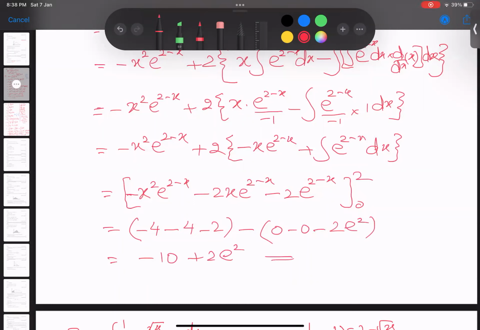Or you can write it as 2e square minus 10 unit square, which is actually the area. So alhamdulillah, rabbil alameen, I think the concept is very, very clear.